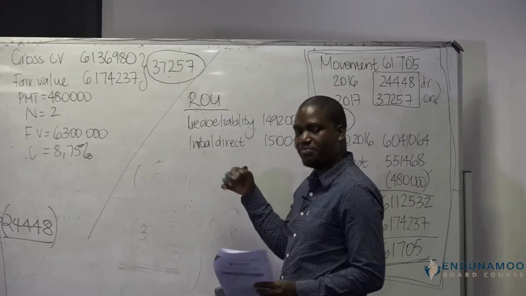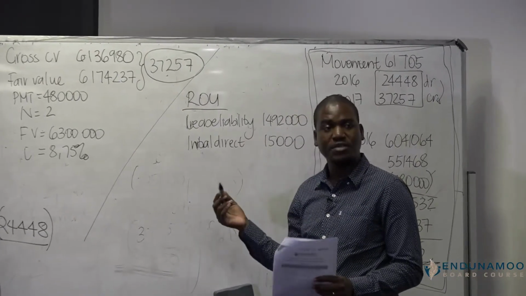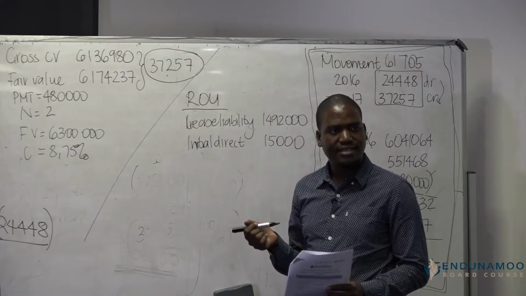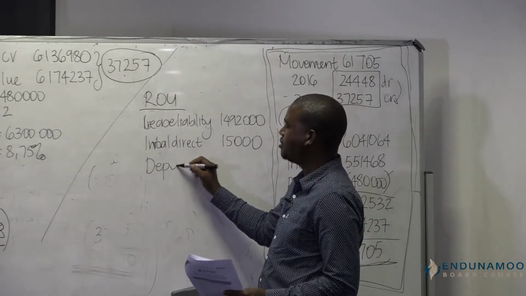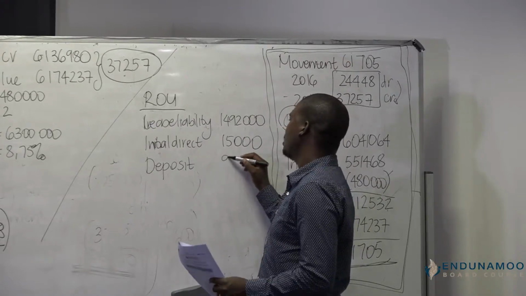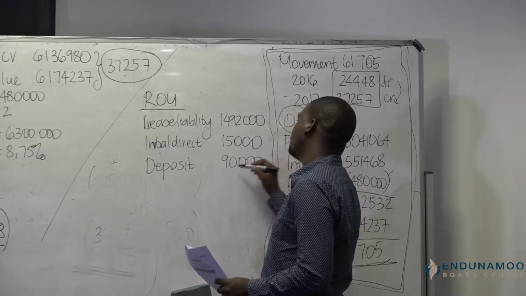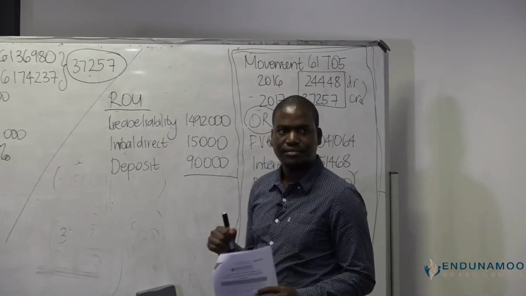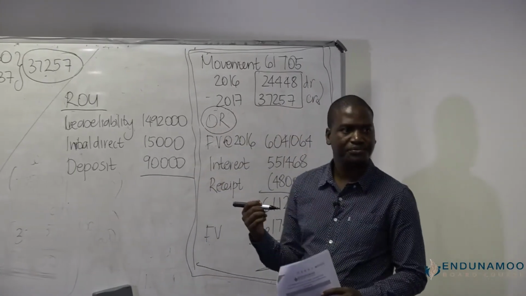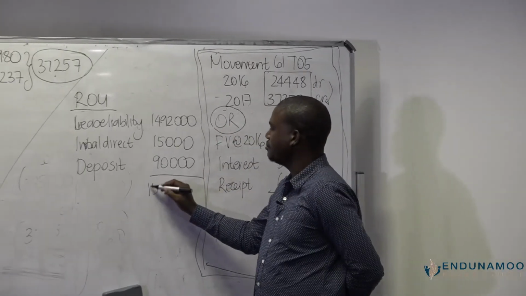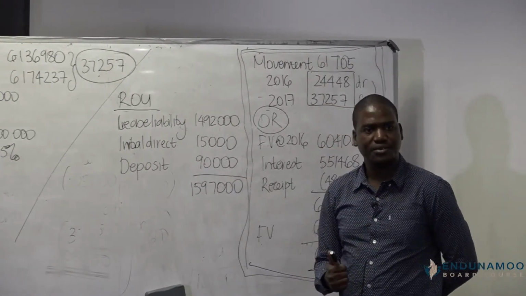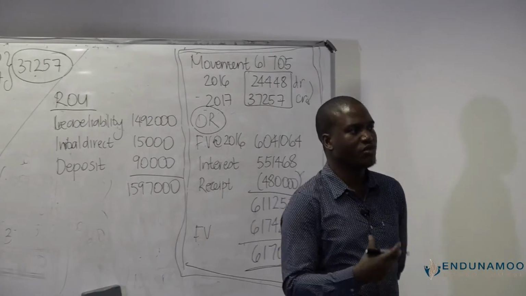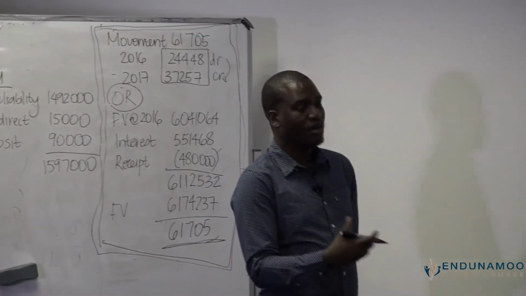Any lease payment made before or at the commencement of the lease agreement. So we've got the deposit of how much? 90,000. Are we together? How much will this be? 1,597,000. Then what do we do with the right of use going forward? Over how many years?